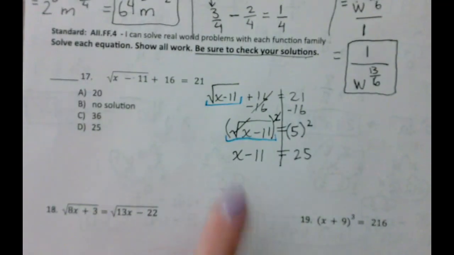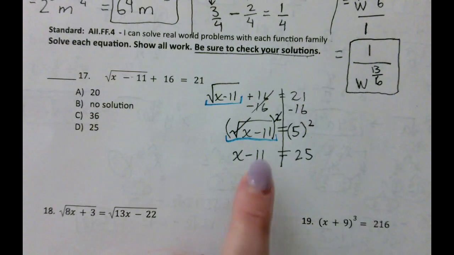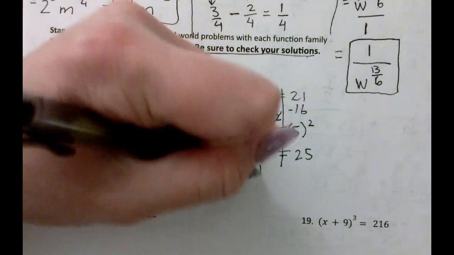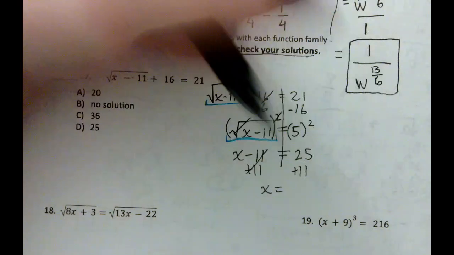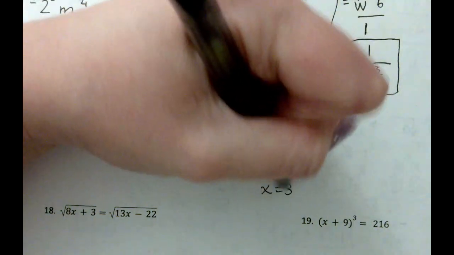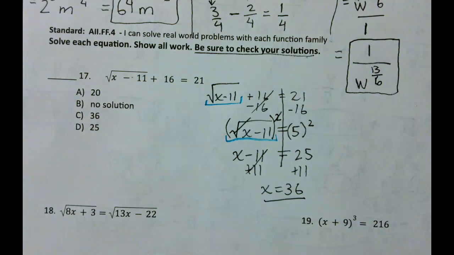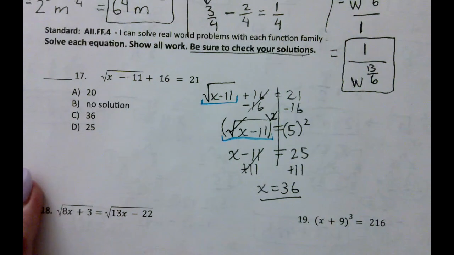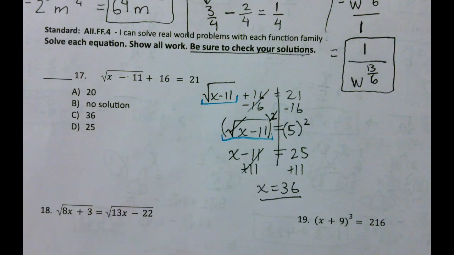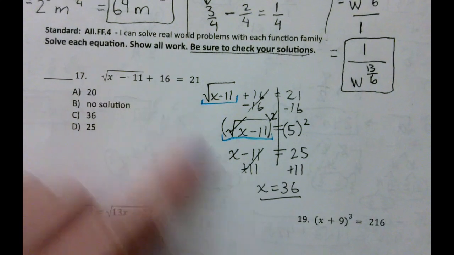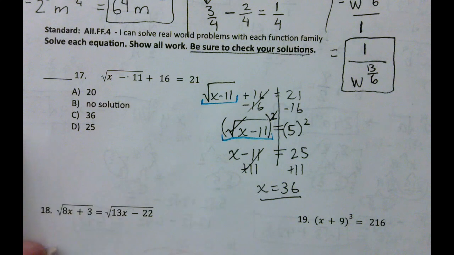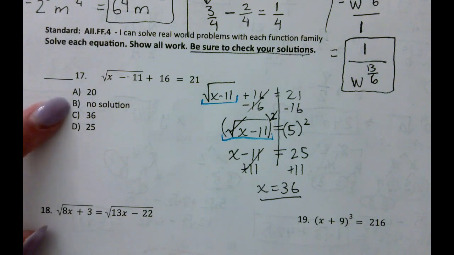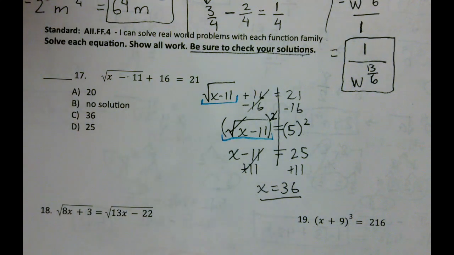And now I just solve for x. I'm going to move the 11 over here by adding it. Gone. X equals, just add these together, 36. Make sure you check, because at this point, as long as my math is correct, it's either 36, or if I find out that this doesn't work, it's no solution. So those are still options. So make sure you check.